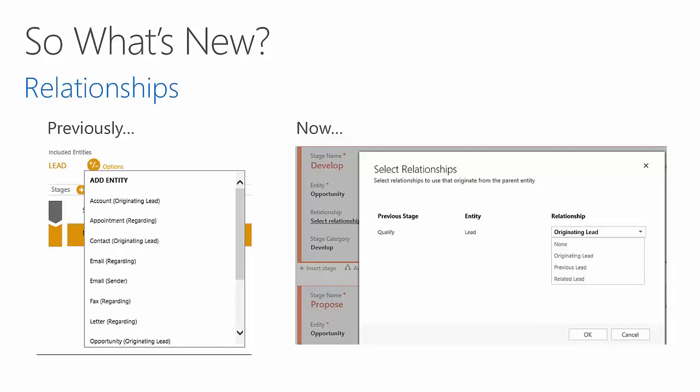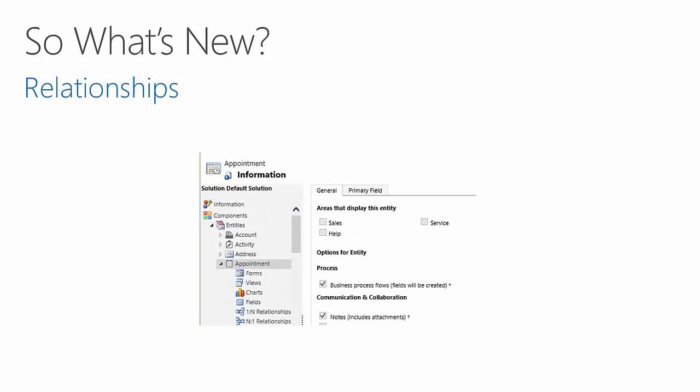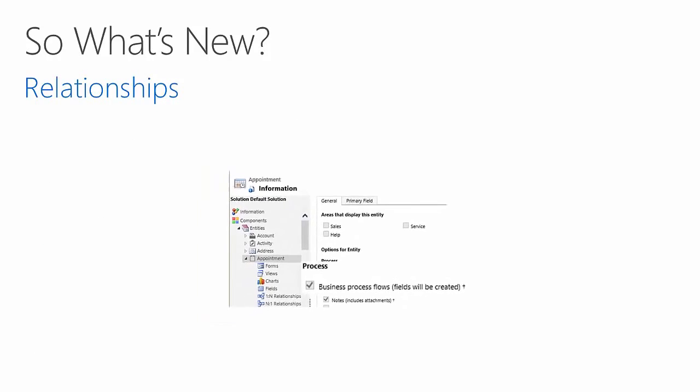Finally, you can now choose any entity to be part of a business process. There's one limitation here. The entity must be enabled for business process flows. Not all out-of-the-box entities have this option enabled. However, all custom entities can.